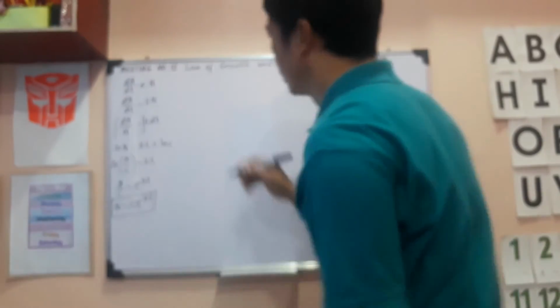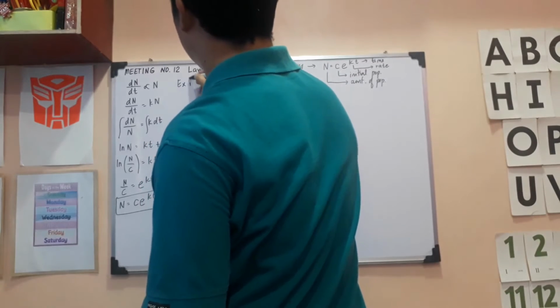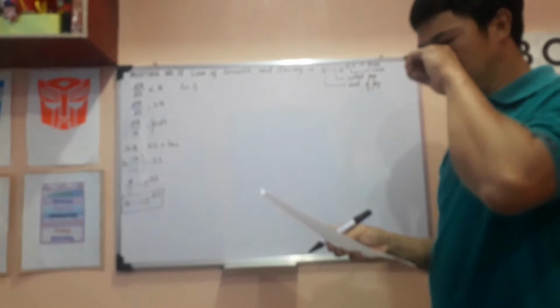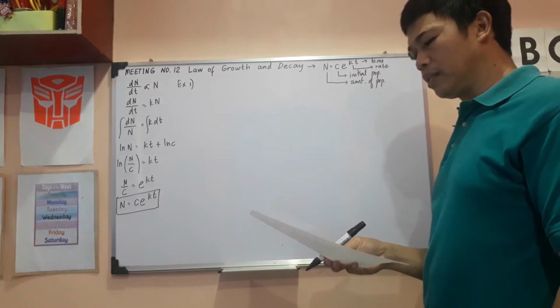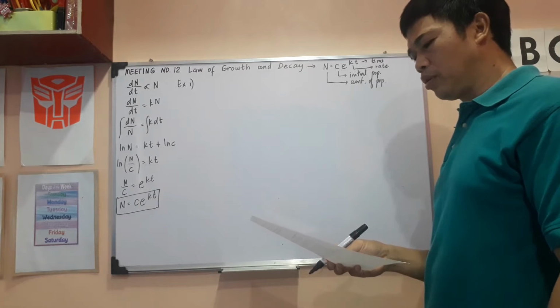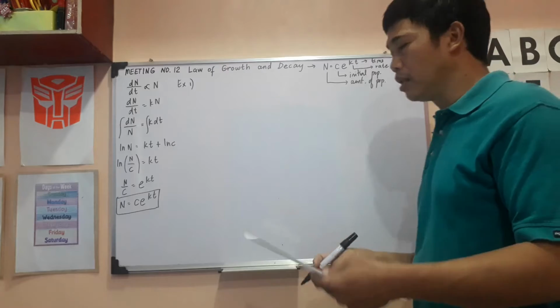So for example number 1. If the population of a certain country doubles in 30 years, in how many years will it be triple under the assumption that the rate of increase is proportional to the number of inhabitants? So that is the only given.